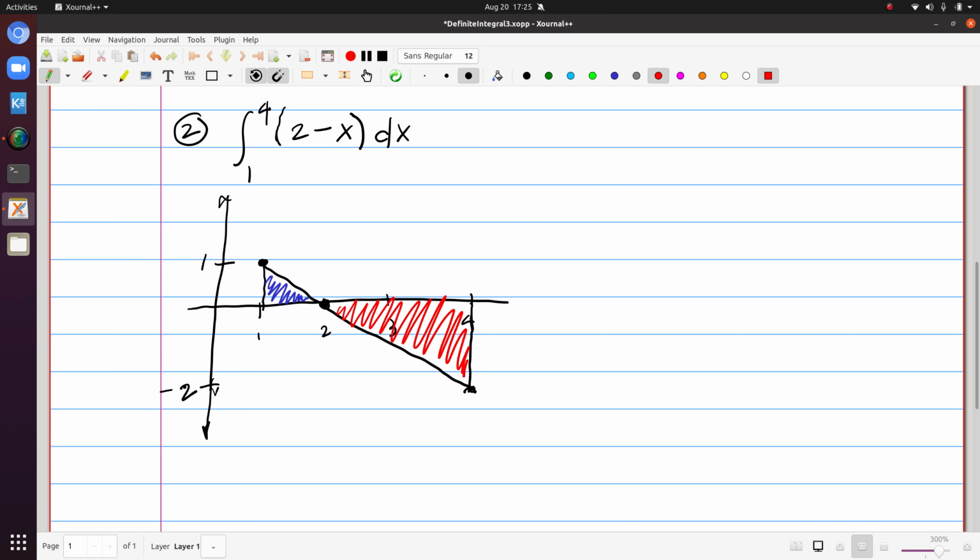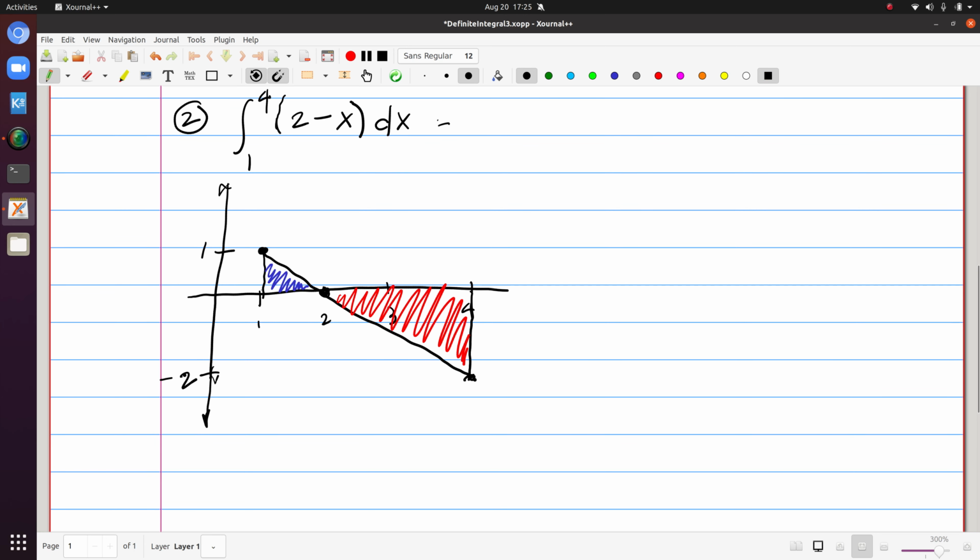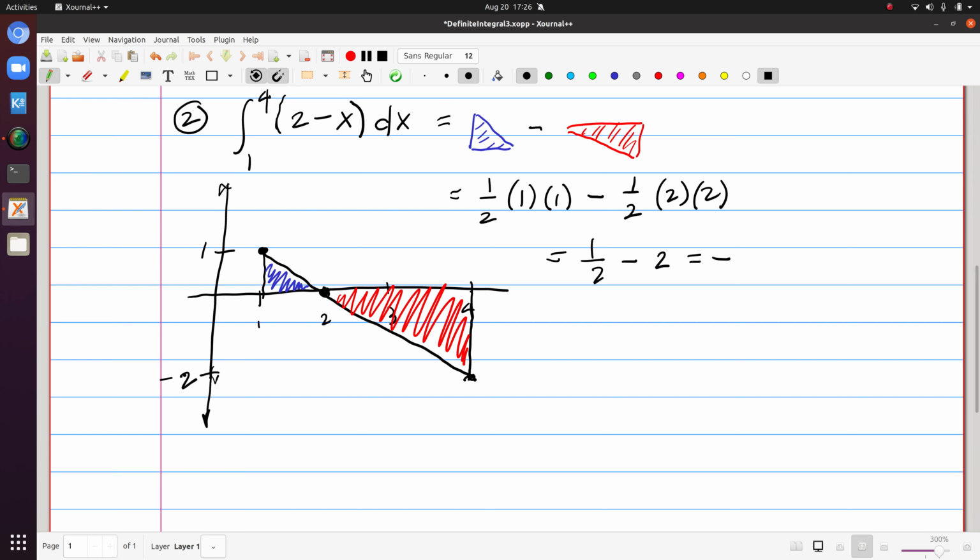So what that means in terms of evaluating this using geometry is we're going to take the area of the blue triangle and subtract the area of the red triangle. With that process in mind, switching back to the black pen, the blue triangle is 1/2 base times height, where both base and height are 1, and we're subtracting the area of the red triangle, where both base and height are 2. That leaves us with 1/2 minus 2, or -3/2. And once again, that's exactly what we got from the definition.